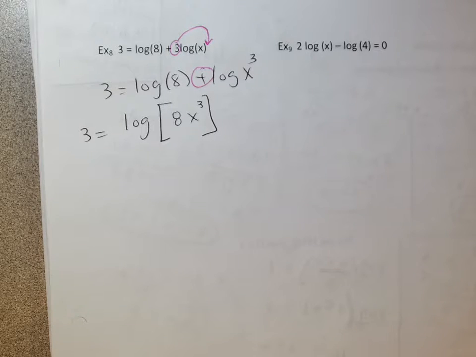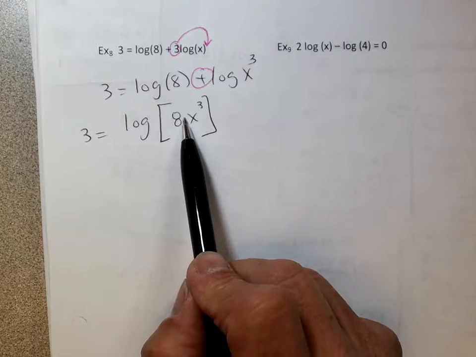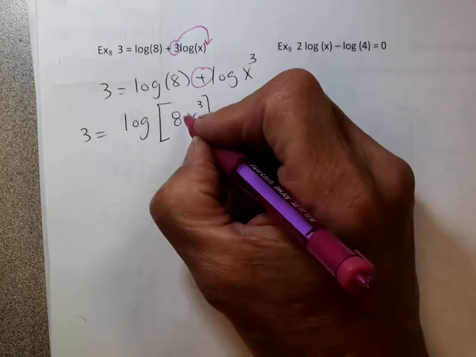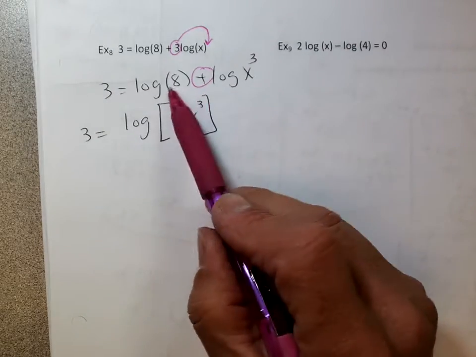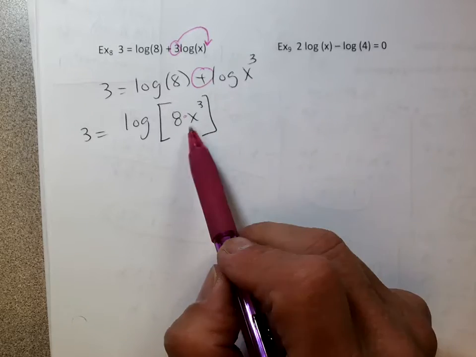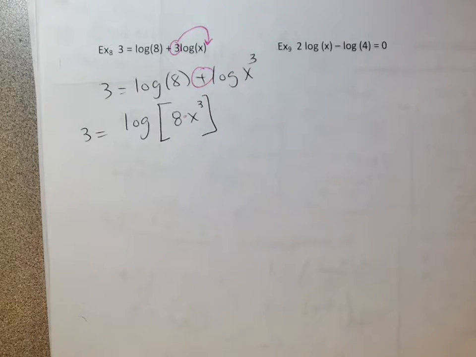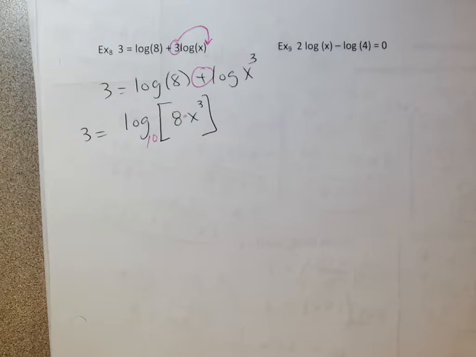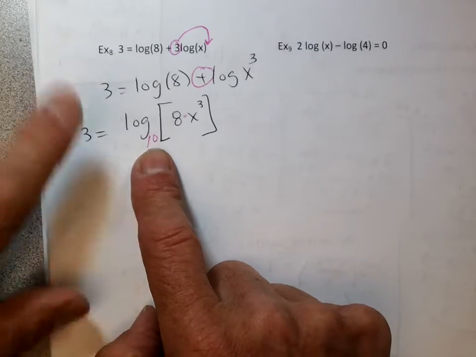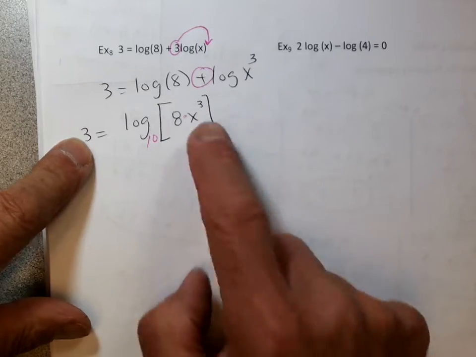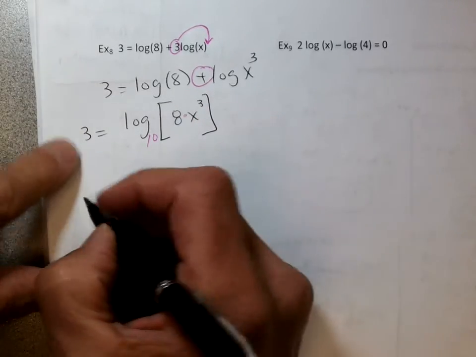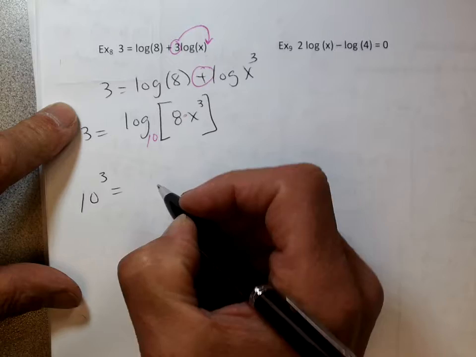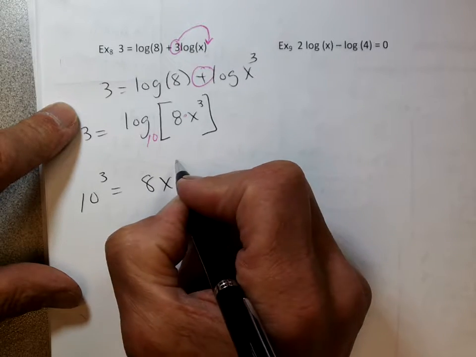You okay with that step? Plus, and I brought them together as times. Now there's an itty-bitty times symbol here we never write, but we combine the 8 and the x cubed as times because we added the logs. Now there's an invisible base. What's my invisible base? 10. Everybody agree? There's a base 10 there that we didn't write. So let's change it from log form to exponent form. We're going to go 10 to the third power equals what's inside. So we're going to rewrite this as 10 to the third power equals 8x cubed.